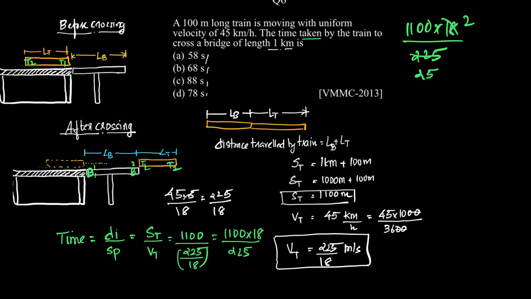So 1100 by 25. So this becomes 5. 5 2s are 10. So this becomes 220. Right? So 220 by 5, 5 4s are 20. So 44 into 2 now becomes 88, which means the correct option is 88, option C.